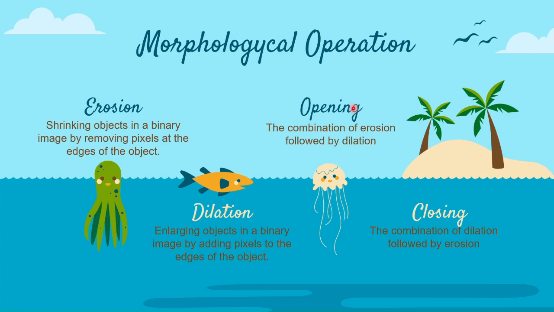Opening combines erosion followed by dilation. This sequence removes small noise during erosion, and dilation restores the main object without bringing back the noise. Lastly, closing is the reverse of opening, starting with dilation followed by erosion. It fills small gaps or holes within objects, keeping the gaps closed after shrinking the edges back.